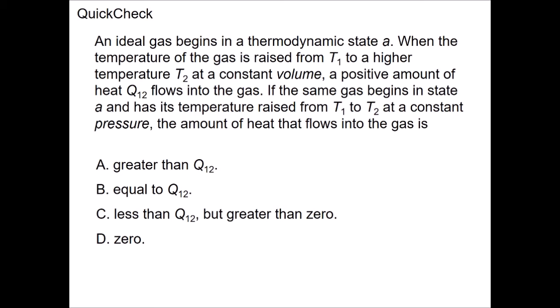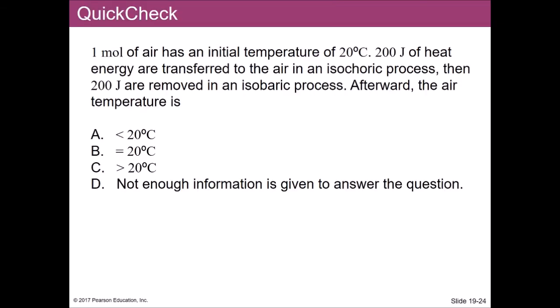An ideal gas begins in the thermodynamic state A. When the temperature of the gas is raised from T1 to T2 at constant volume, heat flows into the gas. The same gas begins in state A and has its temperature raised at constant pressure. The amount of heat that flows into the gas is what? The answer here is A. We already talked about this, right? You need more heat because you're going up to the same temperature, but you're also performing work. So you need more energy.